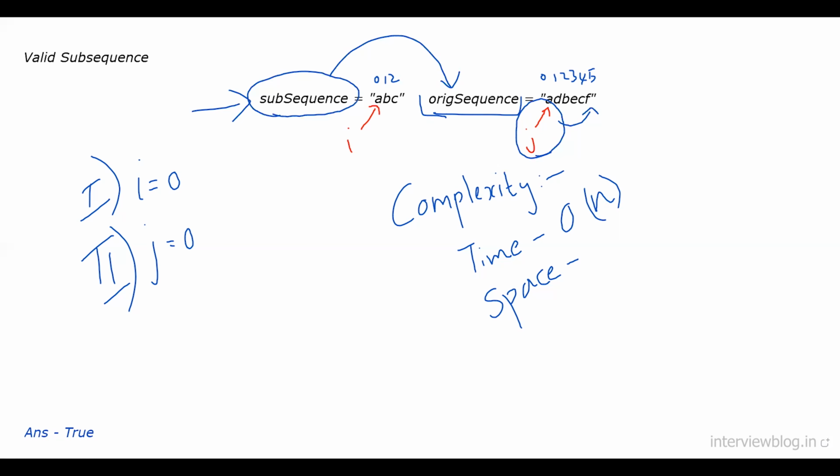Hence, our time complexity tends to be big O of n, where n is the number of elements in the original sequence. So the space complexity of our solution tends to be constant. This is because we are just using two pointers I and j to solve this problem. Hence, our space complexity tends to be big O of 1. So hope you understood the problem. Let us now implement it in code.